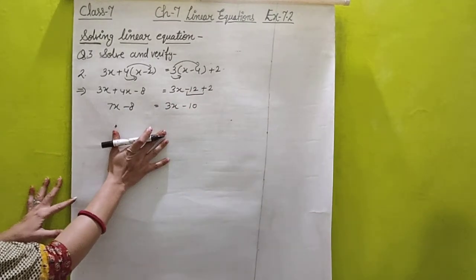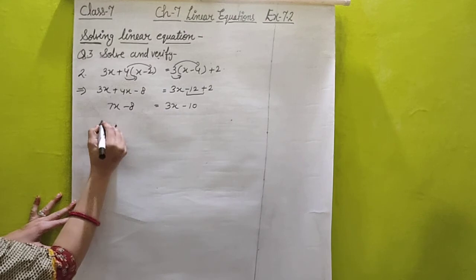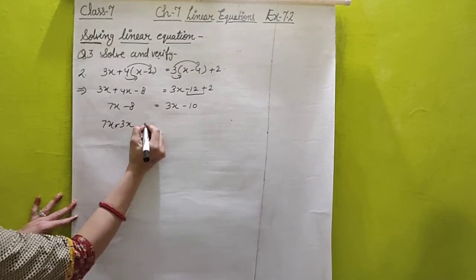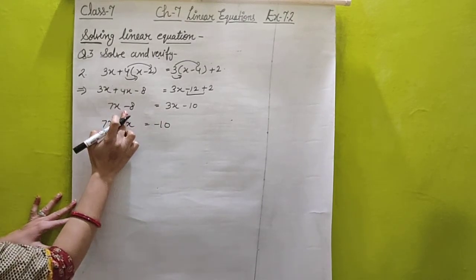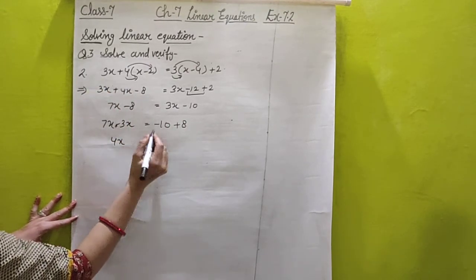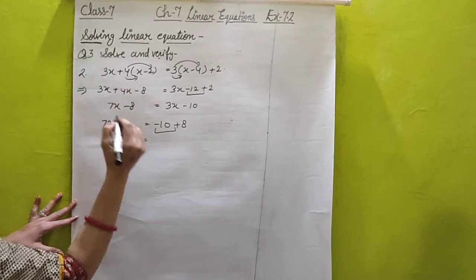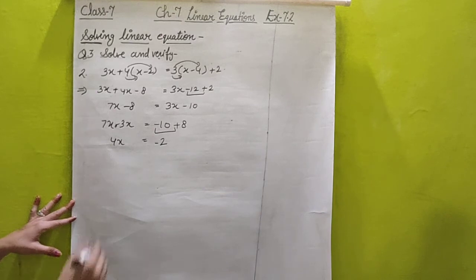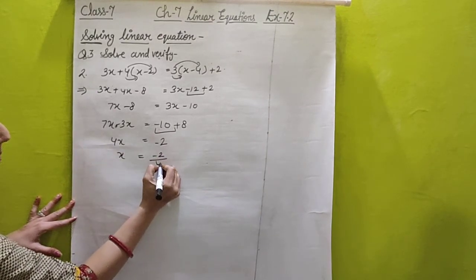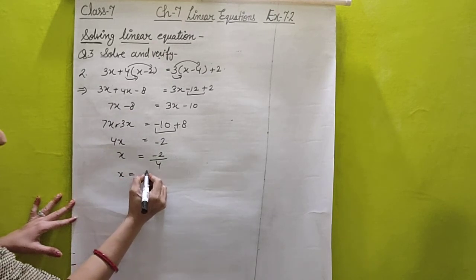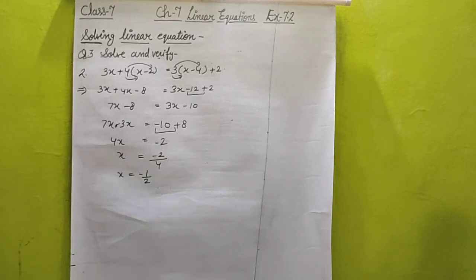Now students, here we will use the transposing method. So 7x minus 3x. I am transferring 3x from RHS to LHS. Then minus 10, and this 8 will go to that side, so plus 8. 7x minus 3x is 4x, equals minus 10 plus 8. 10 minus 8 is 2. The sign of 2 will be minus. x will be minus 2 upon 4. Again I have transferred the 4. Now x is equal to 2 ones are 2, 2 twos are 4. Minus 1 upon 2 is the answer.